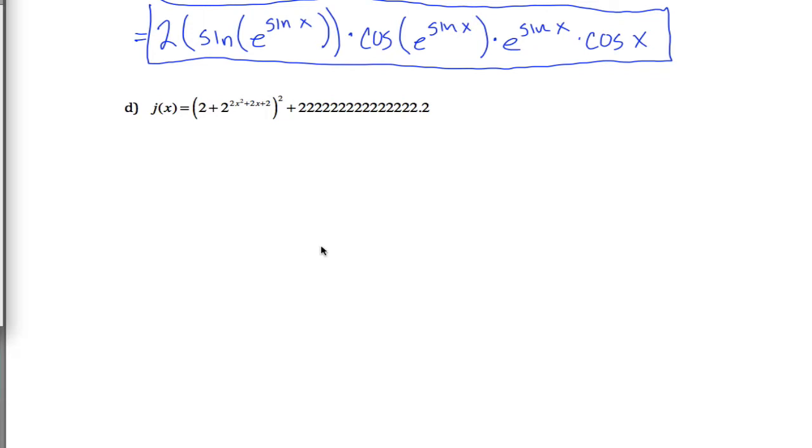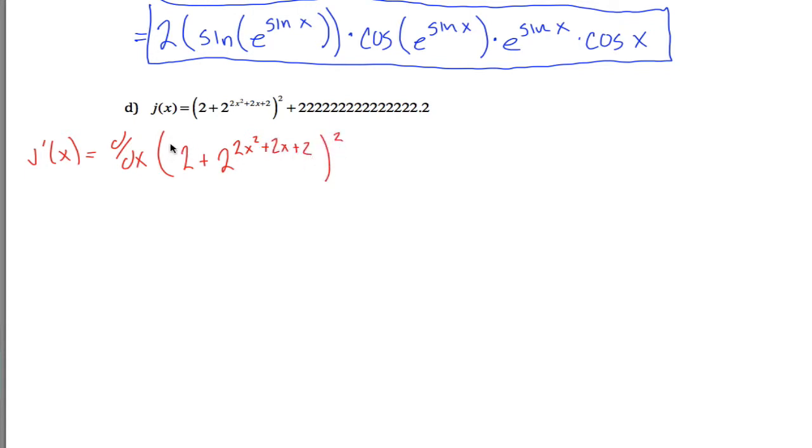The 2's problem. So for the 2's problem, we want to take the derivative of this mess. J prime of x is equal to the derivative of 2 plus 2 raised up to the 2x squared plus 2x plus 2, squared, plus a bunch of 2's. I don't know how many there are. Whatever. Good enough. Bunch of 2's. Derivative of this mess. A couple things to notice.